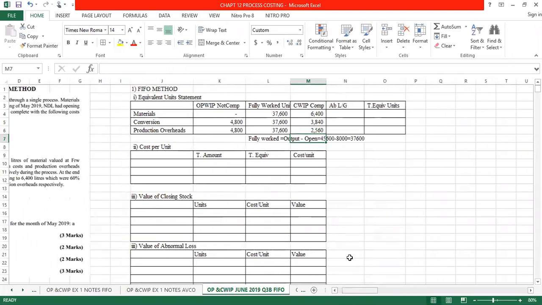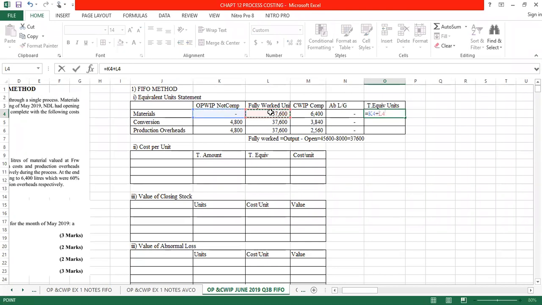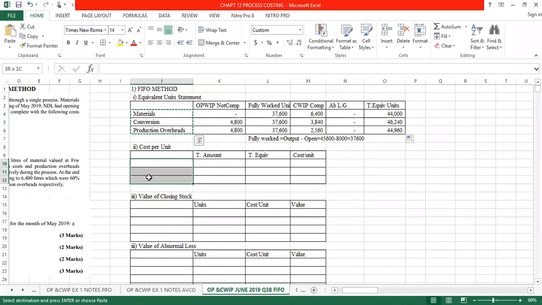Management accounting is just about practicing. If you practice, it will be very easy. If you don't practice many questions, it will be very technical. So practice as many questions. There was no abnormal loss or gain here. So what is the total equivalence? Opening plus fully worked plus closing is that. So I'll get the totals, scroll them down there. Now, cost per unit. I'll just copy that and post it there.